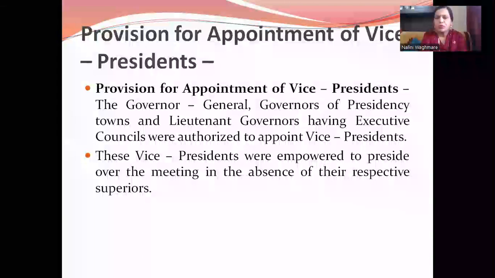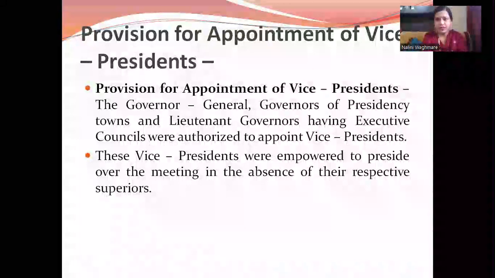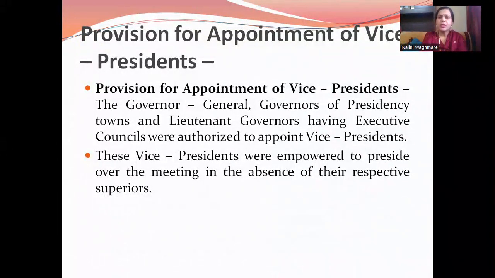Then, the provision for appointment of vice presidents. The Governor General, governors of presidency towns, and lieutenant governors having executive councils were authorized to appoint vice presidents. The vice presidents were empowered to preside over the meeting in the absence of their respective supervisors.